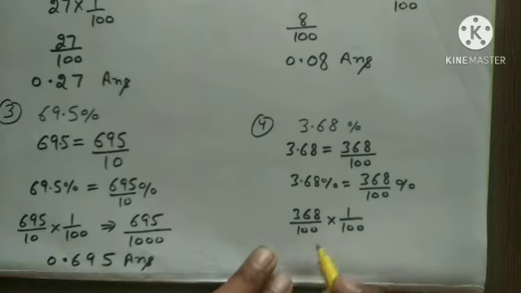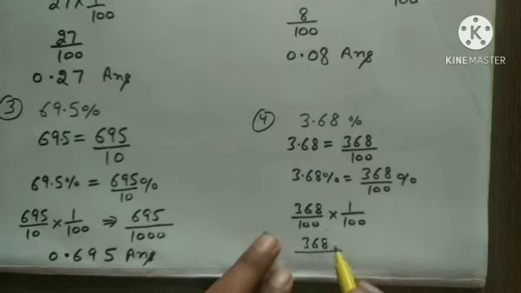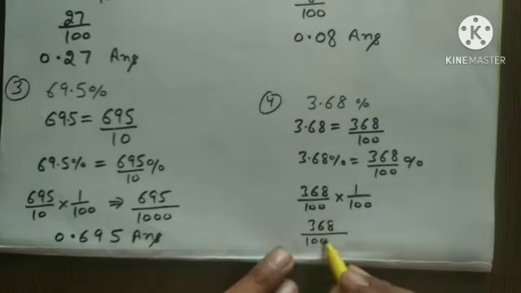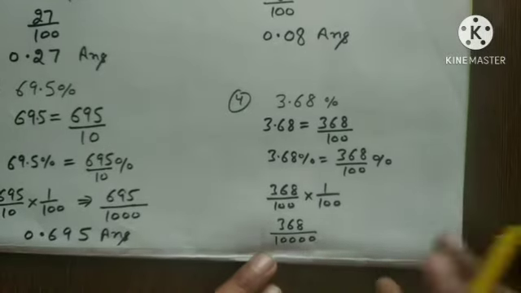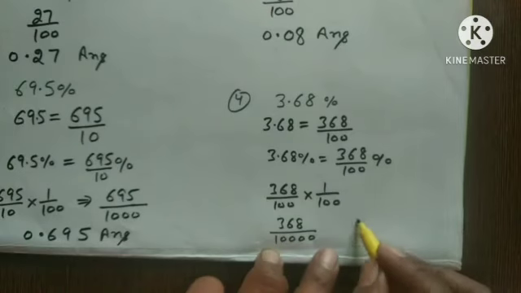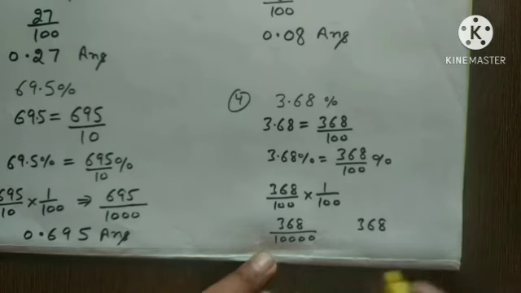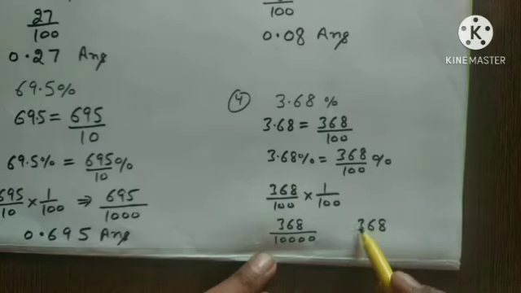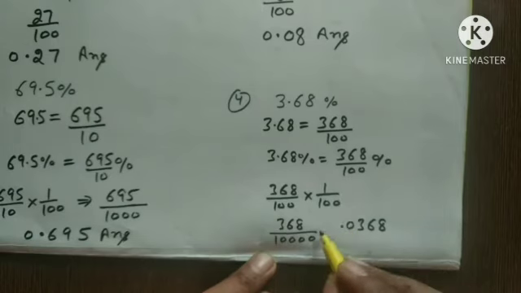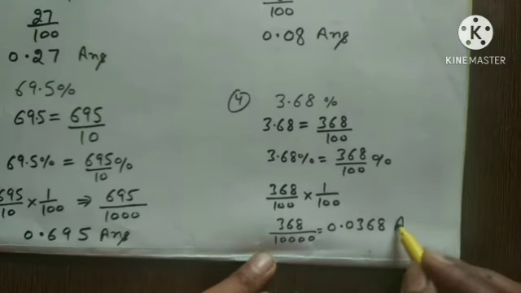Now you see numerator will multiply numerator and denominator is multiplied with denominator. So when 100 is multiplied by 100, then I get 10,000. Now this is the decimal fraction. Now 368, and I will mark decimal counting 4 digits from the right. So you see first digit, second digit, third digit, and there is no fourth digit. So I will write 0 and mark decimal here. Okay. So this is my answer.